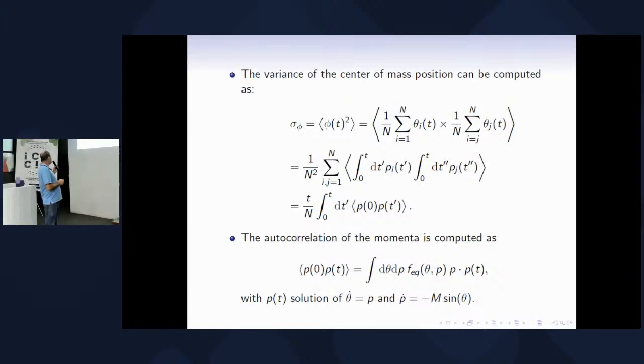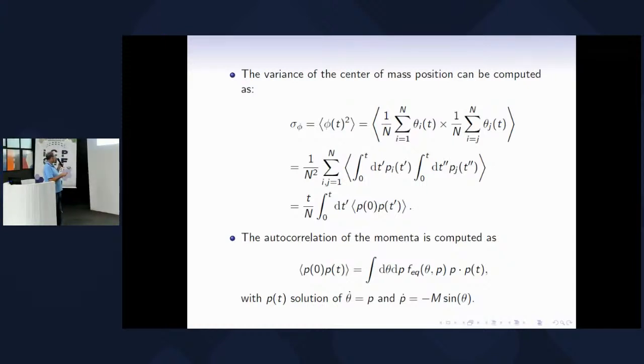and the position theta is essentially, if we suppose that the initial position is a small number, given by the integral of the momentum, and essentially this variance is given by this expression, and this average p0 pt prime is the autocorrelation of the momentum over time. This is how we compute diffusion in non-equilibrium systems. The autocorrelation we can compute this way, essentially the product of p at time 0 times p at time t.